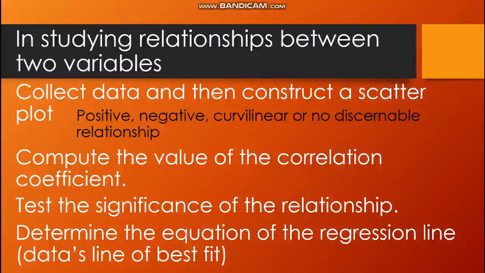Okay? So, therefore, right after we compute the value of R, the correlation coefficient, we need to test if there is a significant relationship. And then, if we have a significant relationship, that's the time we can determine the equation of the regression line. If the relationship is not significant, there is no need to compute for the equation of the regression line. Okay?